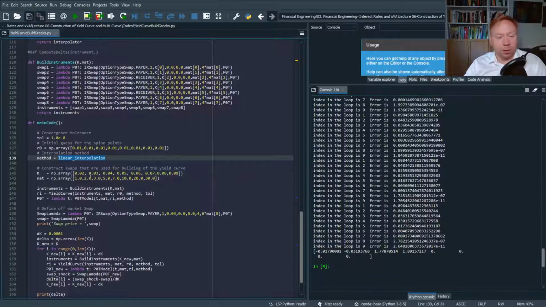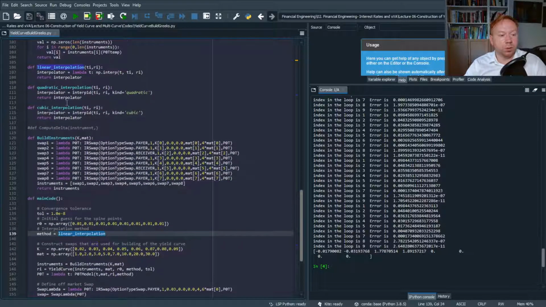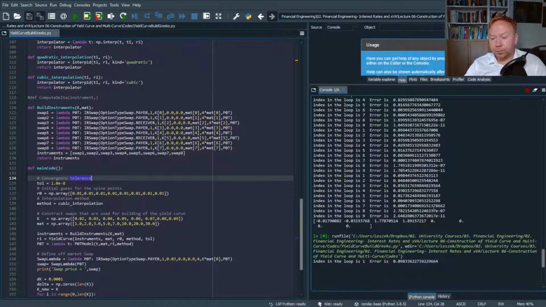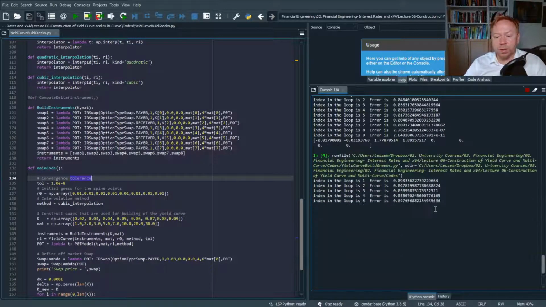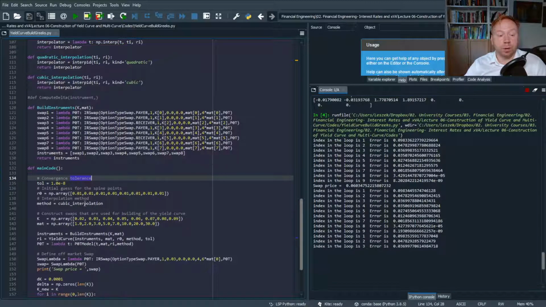Okay, so now let us change the interpolation from linear to cubic. What we have to do is just replace this name here with cubic, and let us run. The first thing we noticed is that time-wise, it is much more expensive to build even the curve with a cubic type of interpolation.